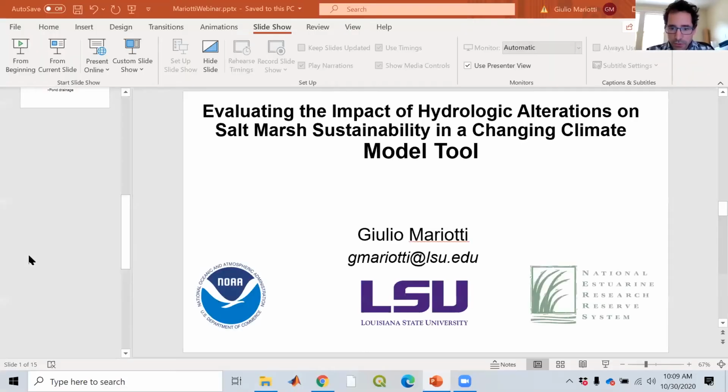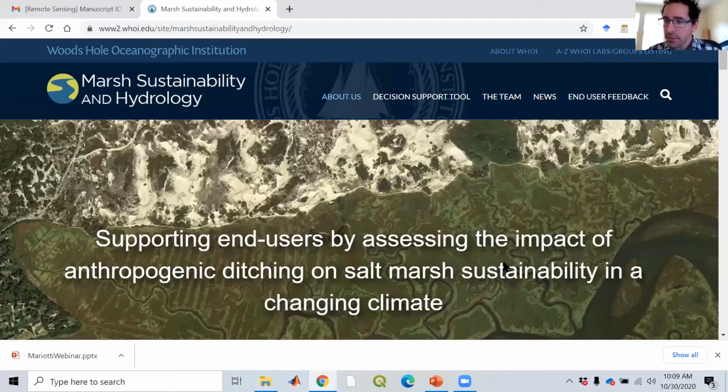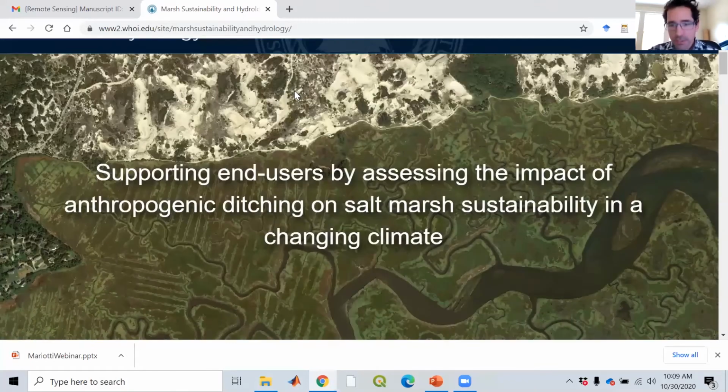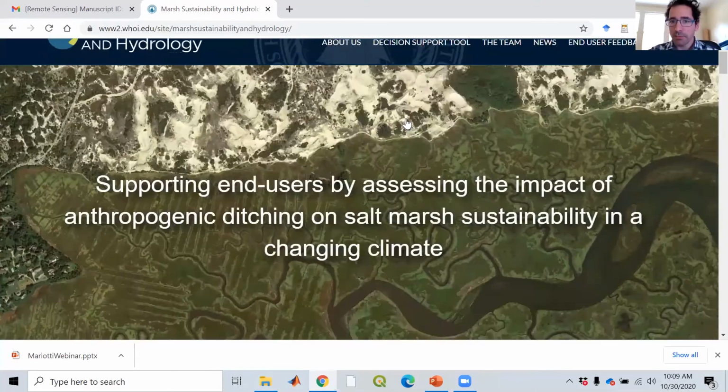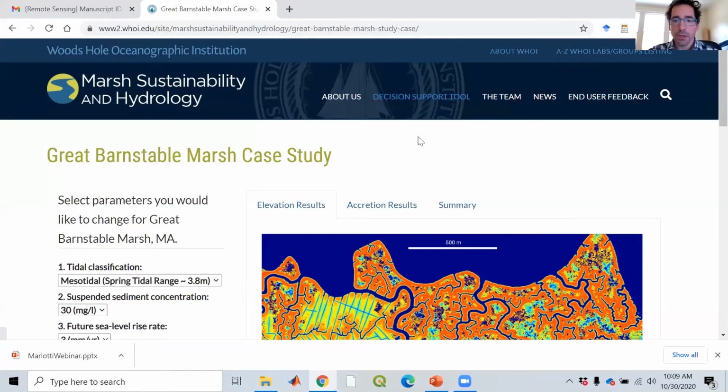So I'll show you some of the model results directly from this website. Do you see the website, Jean-Marie? Yes, perfect. So there is all the description of the model and some validation, but let's jump to some of the results. So the first here is the results from the Great Barnstable Marsh.